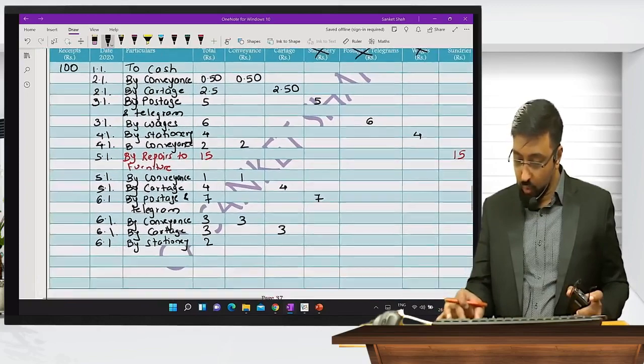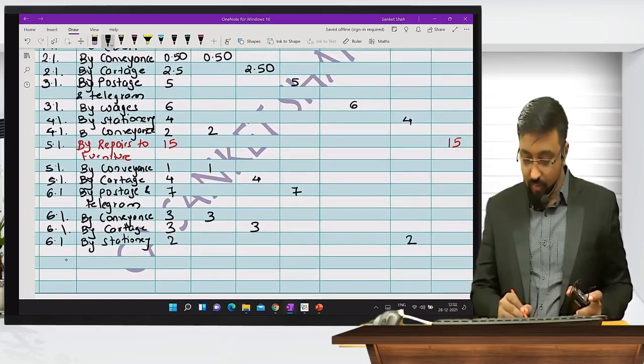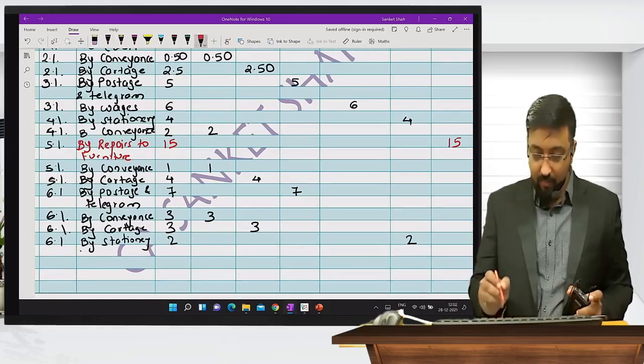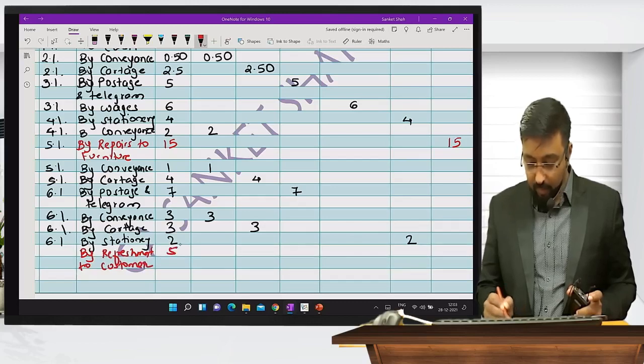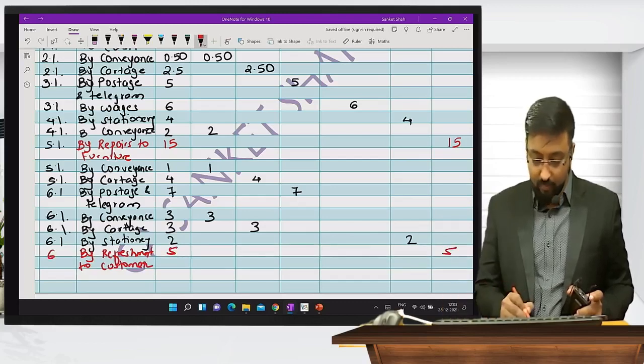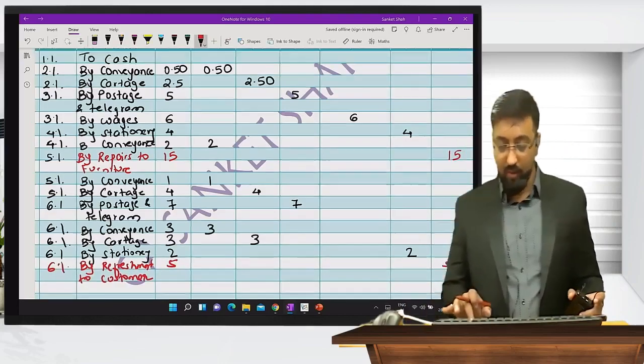Two. Second last column, na? Two. Next, red pen, by refreshment to customer. Date, beta. And in Sundri, 5. Over.